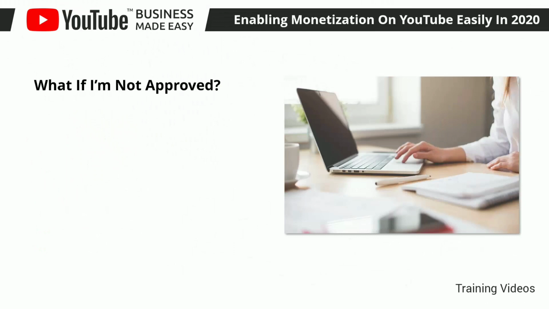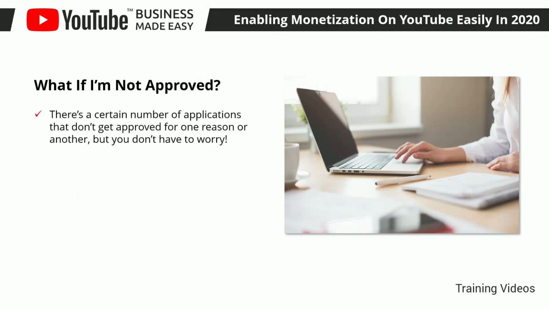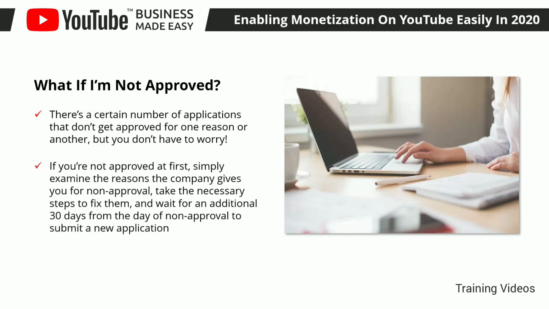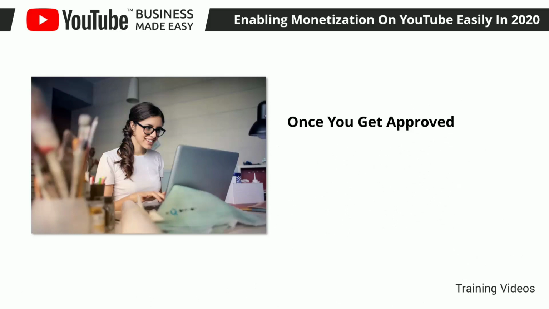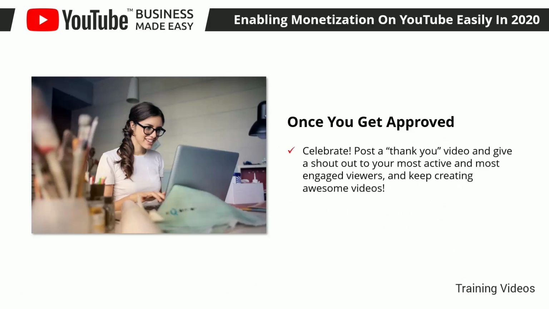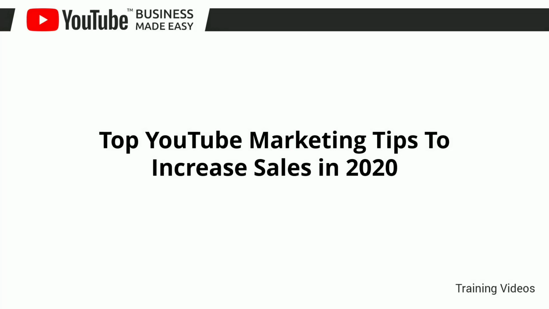What if I'm not approved? There's a certain number of applications that don't get approved for one reason or another, but you don't have to worry. If you're not approved at first, simply examine the reasons the company gives you for non-approval. Take the necessary steps to fix them, and wait for an additional 30 days from the day of non-approval to submit a new application. Once you get approved, celebrate! Post a thank you video and give a shout out to your most active and most engaged viewers, and keep creating awesome videos.